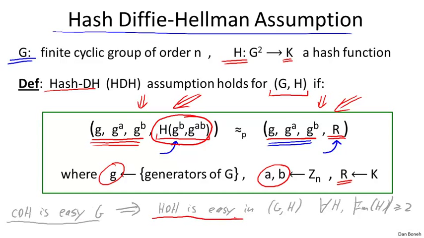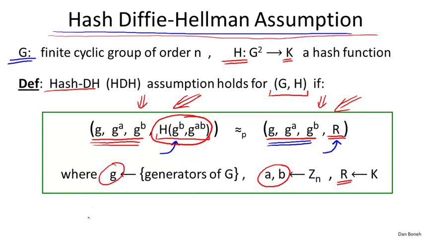There might be a group where CDH is hard, but HDH is not hard. Okay, so we say that HDH is a stronger assumption. If you found this discussion of weak assumption versus strong assumption confusing, it's not really that important. It's fine to ignore it. The important thing that I want to show you is, in fact, that the hash Diffie-Hellman assumption is sufficient to prove the semantic security of the ElGamal system.